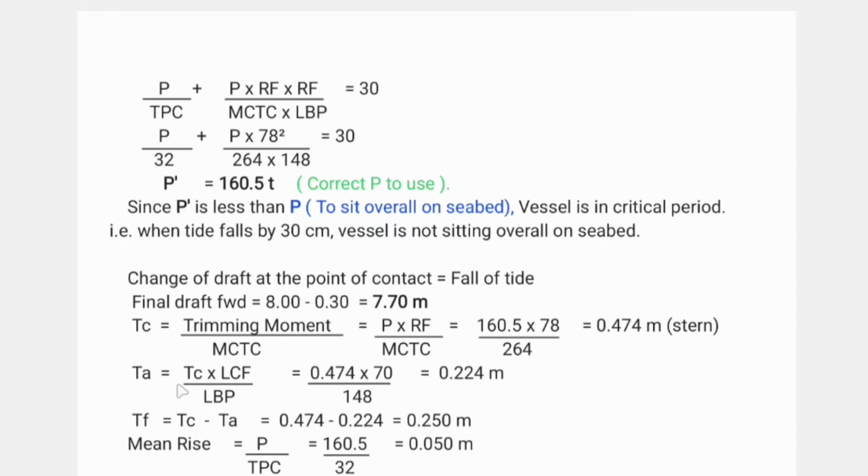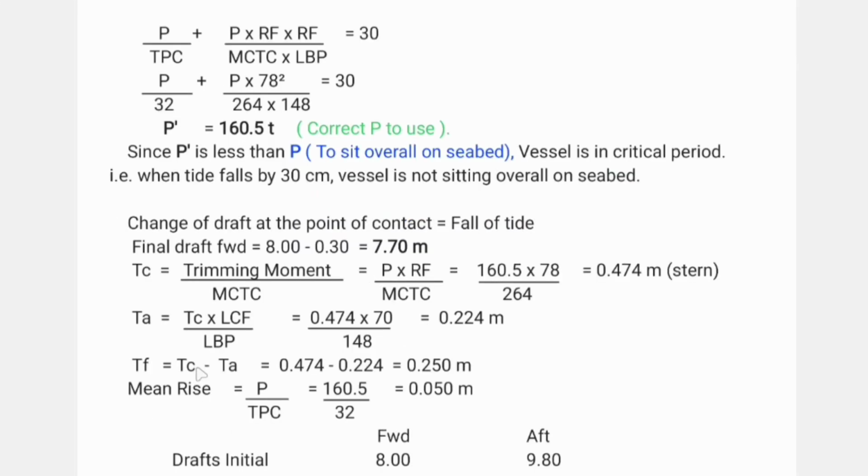So TA will be TC into LCA by LPP. That is 0.474 into 70 by 148, which is equal to 0.224 meter. TF is equal to TC minus TA, which is 0.474 minus 0.224, that is 0.250. And mean rise is equal to P upon TPC. That is 160.5 divided by 32, which is equal to 0.050 meter.